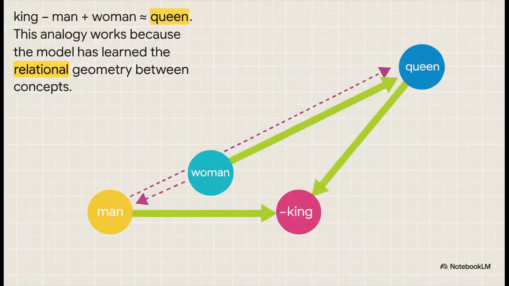And this famous example just shows you the sheer power of that map. This little equation shows that the model has actually learned the geometric relationship between concepts. The direction from king to queen is almost identical to the direction from man to woman. It has learned the concept of gender as a direction on its map.